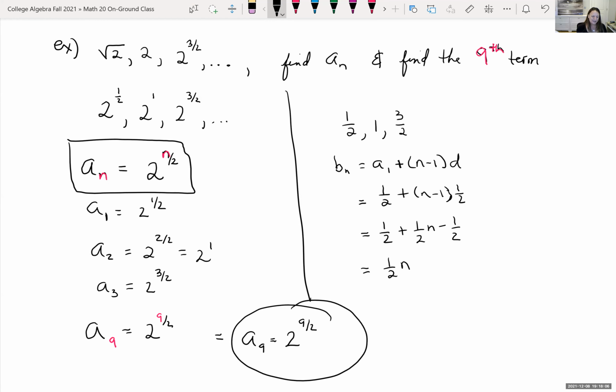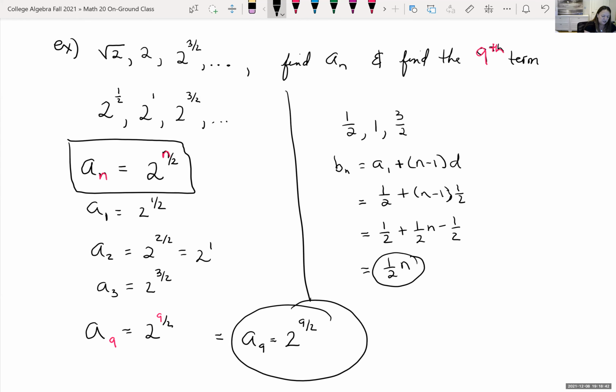So we had just looked at this one problem in front of us where we had square root of 2, 2, 2 to the 3 halves. We were asked to find the nth term and asked to find the 9th term. We rewrote that square root as a 1/2 power and noticed that we were increasing in our exponents by 1/2 each term, which meant the exponents were arithmetic. And so I used that fact that the exponent was an arithmetic sequence to figure out what that exponent had to be. And we found out that we got 1/2 times n.